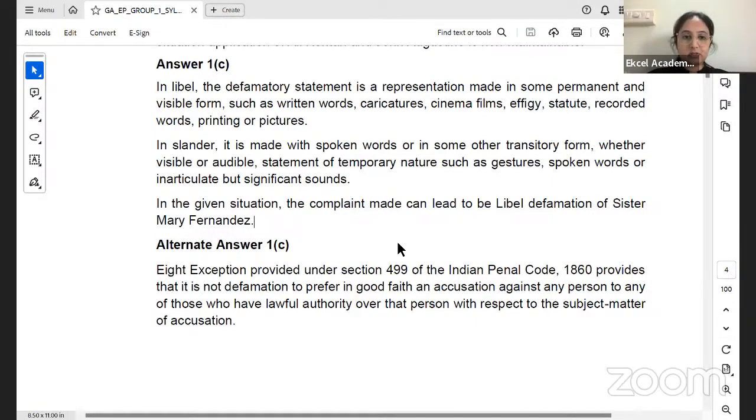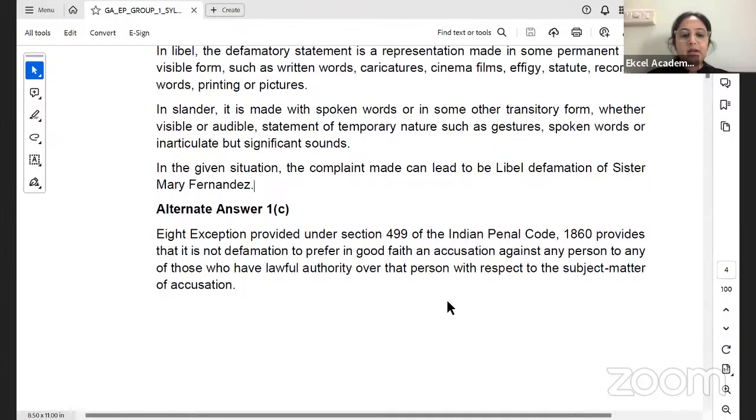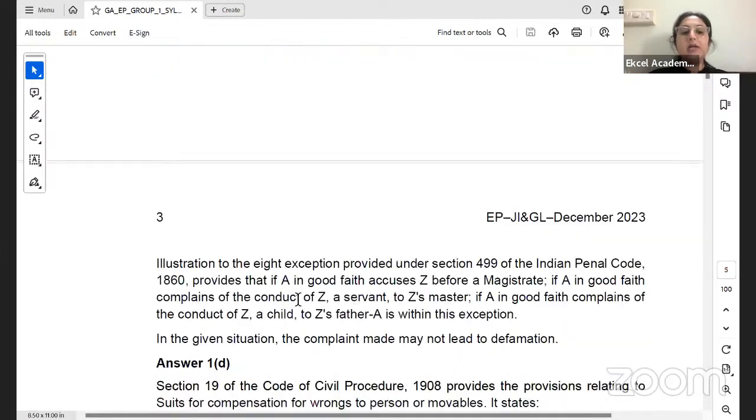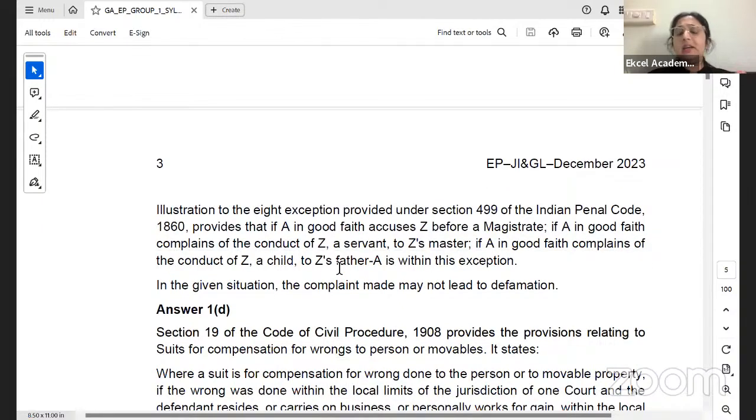Next, they have given an alternative answer also, because if you have understood the concept very well, there is another way of answering this. So we will see what they are telling. See, there are eight exceptions provided under Section 499. One exception provides that it is not defamation to prefer in good faith an accusation against any person to any of those who have lawful authority over that person with respect to the subject matter of accusation. See, what it says is, in good faith. Say I felt this school is just minting money and is not teaching good behavior to the students. Then I approach any person having lawful authority, and that is the case I am filing.